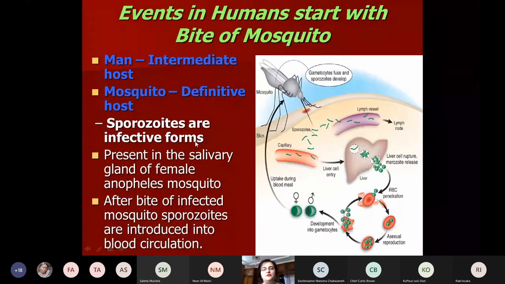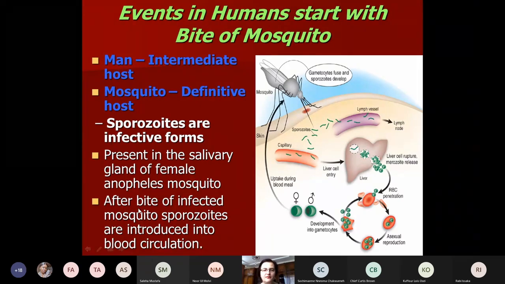Sporozoites are the infective forms. Here you can see sporozoites, which enter the human with the saliva of the mosquito. They are present in the salivary gland of the female Anopheles mosquito. It's the female, remember, because just the female needs blood. After the bite of an infected mosquito, sporozoites are introduced into the blood circulation. You see.